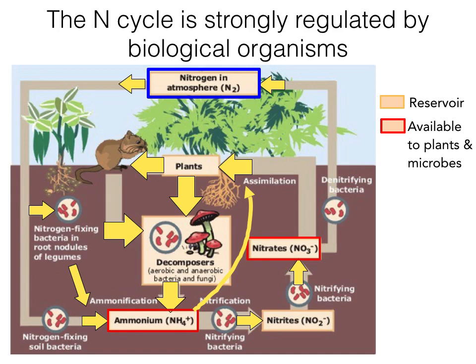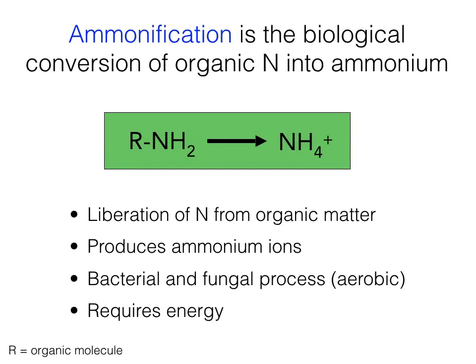So the available forms of nitrogen are just shown there in red. Sorry, I didn't mention that, but these are available forms that are available to plants and microbes. So I won't spend too much time on these last few slides, just walking through the different steps here, but I did want to elaborate just a little bit more on several of these steps.